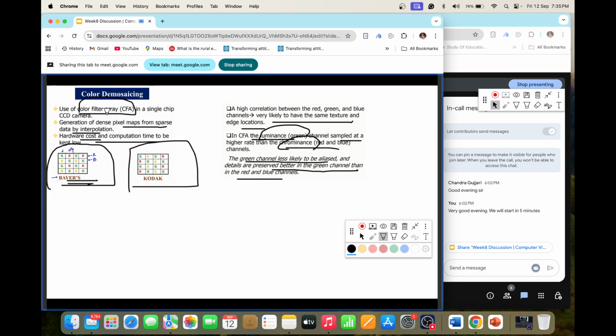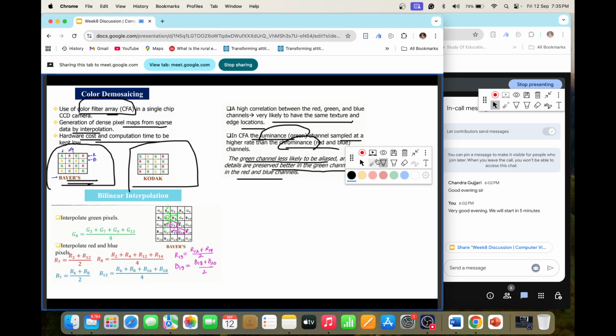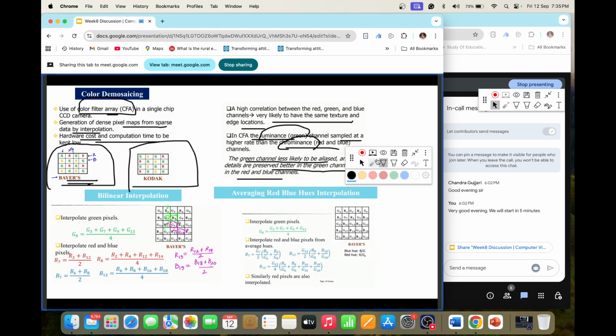So this is regarding the color filter array, or the CFA. With this CFA, we now have to do interpolation, because we do not have the green, red and blue pixel at every position. To find them, we have to perform interpolation. We have three types of interpolation. One is bilinear interpolation, which is given by this formula.